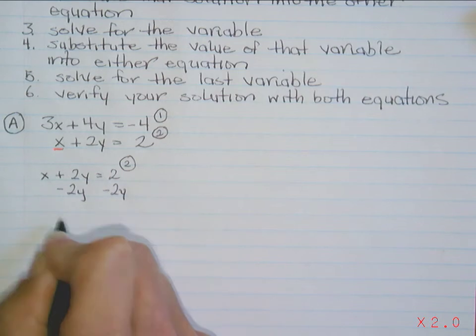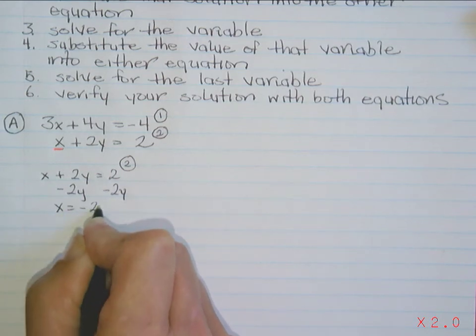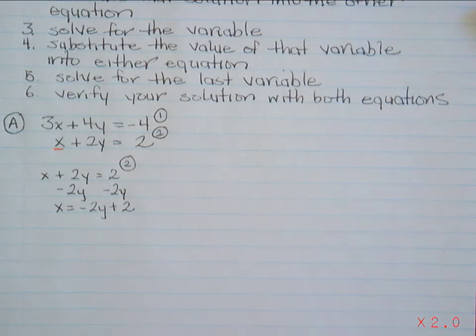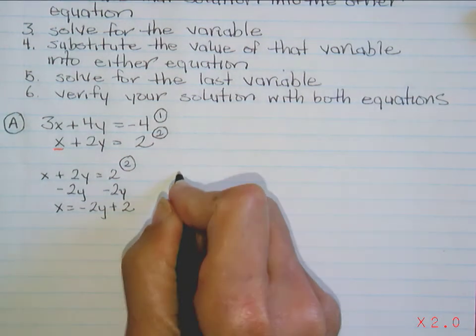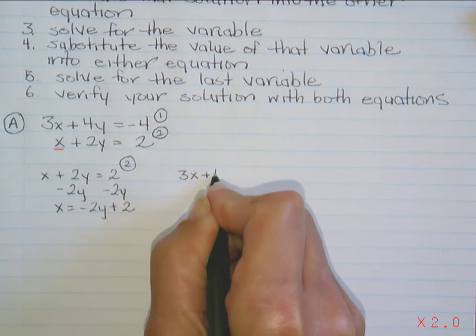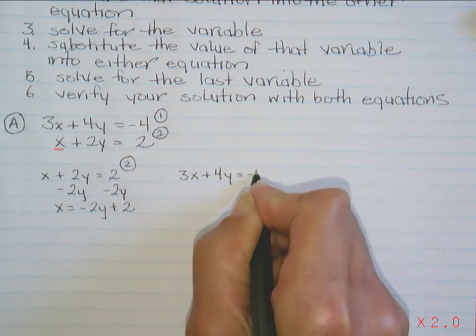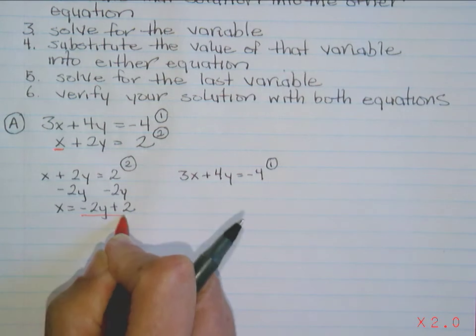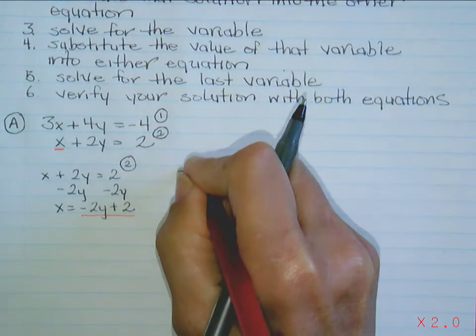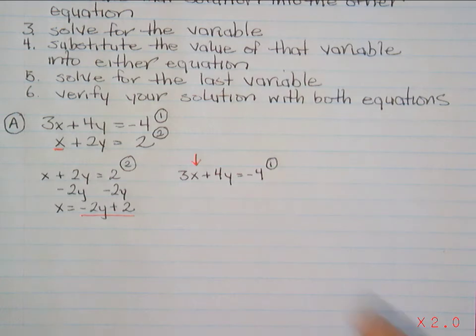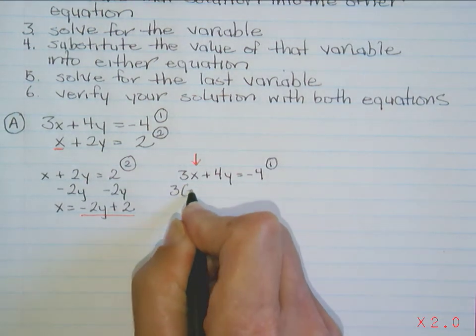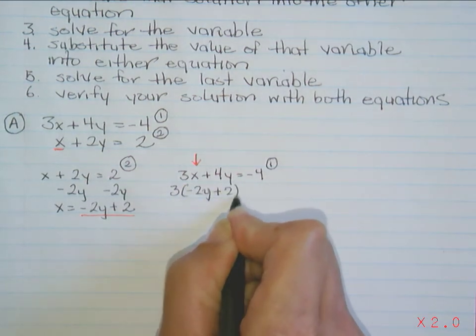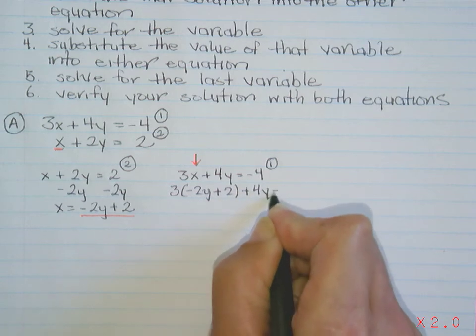So just like rearranging an equation, we're going to subtract the 2y from both sides, and we get x equals negative 2y plus 2. Now you have to choose the other equation, so it's 3x plus 4y equals negative 4, and that was equation number 1. So number it so everybody knows what you're using. And we now know that x equals negative 2y plus 2, and we're going to substitute it in for x. So that means 3 times (negative 2y plus 2) plus 4y equals negative 4.